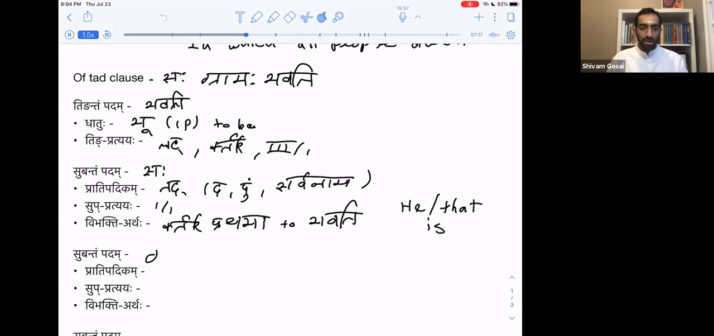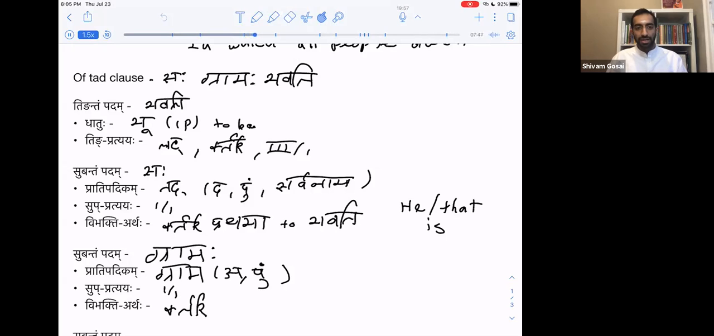gramaha. So we're going to put gramaha. Pratipadika, grama. This is akaranta. This is punlinga. Supratyaya, this is 1, 1. And this is going to be also kartari prathama 2 bhavati. Now, again, this is samanadikaranam with saha. They're both referring to the same object, and so they have the same case and same number.